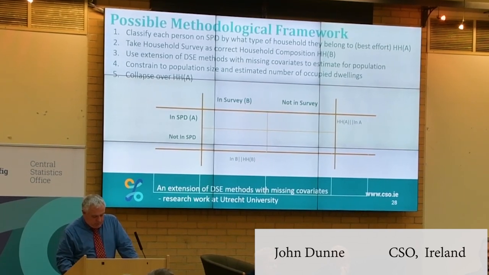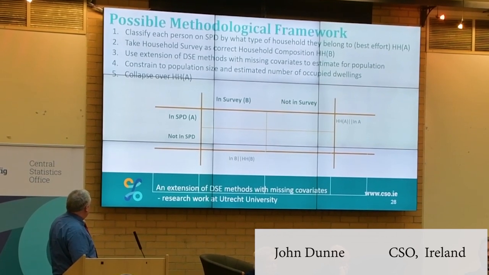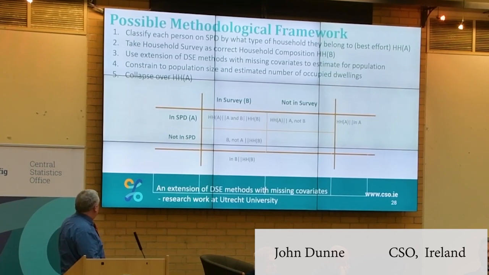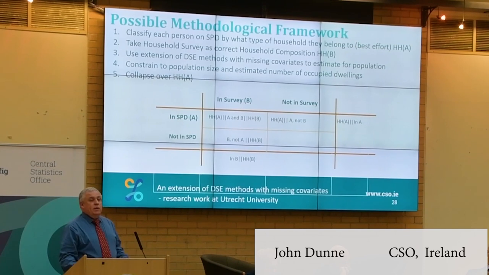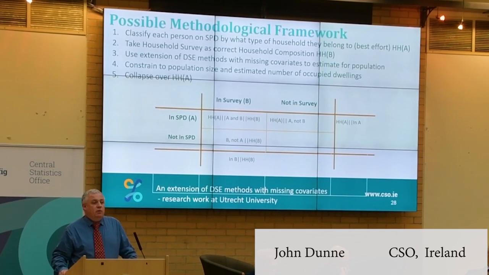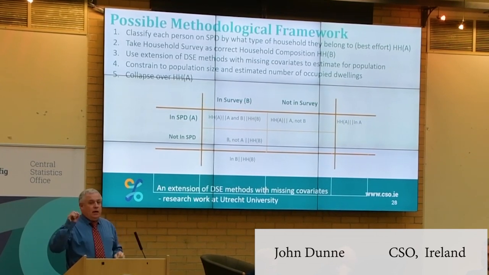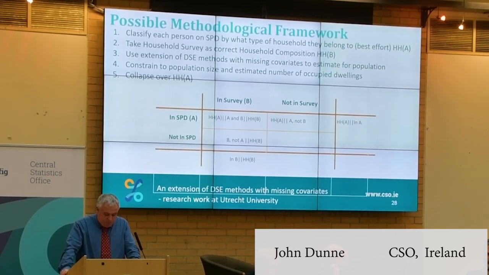We now match the statistical population data set and the survey, and then for that match, up in the top left-hand corner, we get a breakdown of the persons that are in both by the type of household they're listed in from the SPD and the type of household they're listed in the survey. Am I doing okay, Pat?